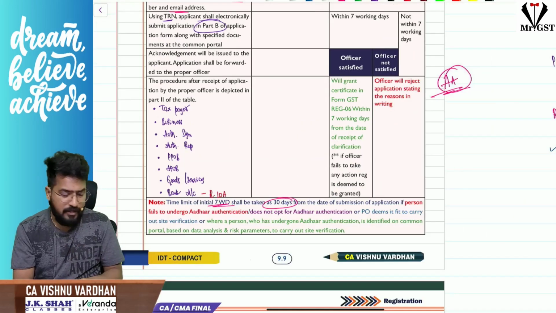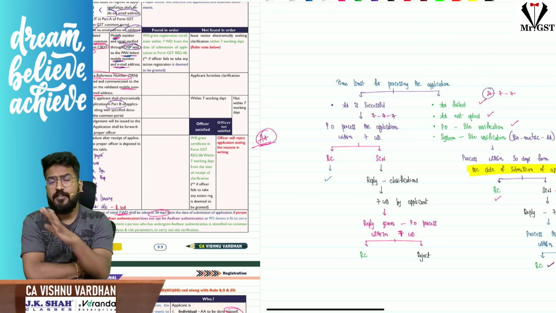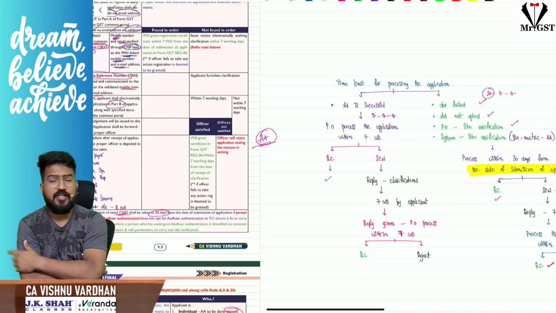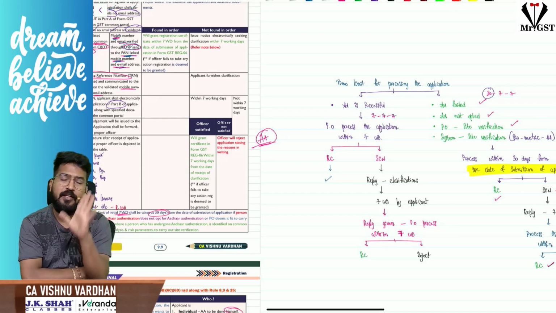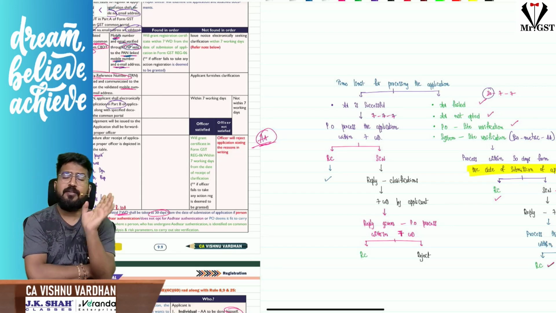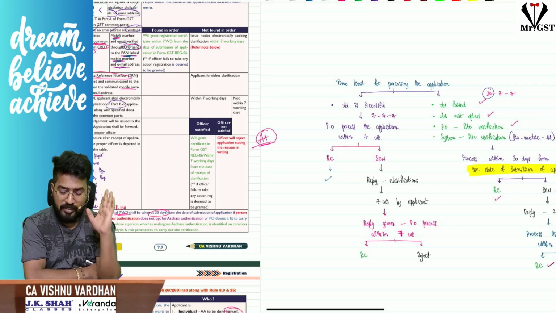Sir, here we are discussing time limits now, 7 days, 7 working days, 30 days, all that stuff. Sir, in those cases, please understand, the proper officer also has a time limit, you are also having a time limit. If the proper officer is not doing his duty within the time limit, then the application is deemed to be accepted. If you are not doing your duty within the time limit, that means you are not replying within the time limits, then the application is deemed to be rejected. That is the important thing.